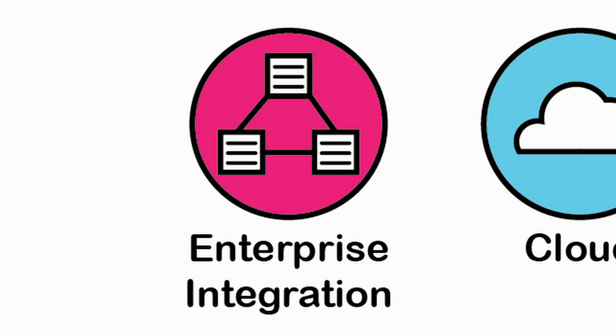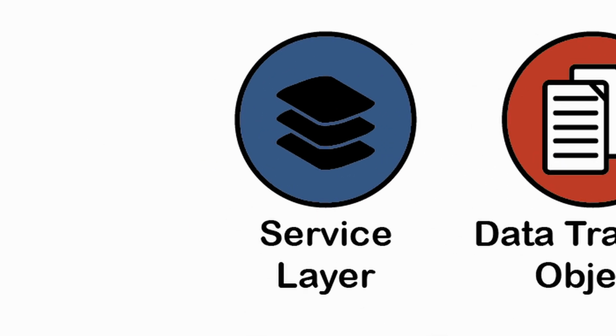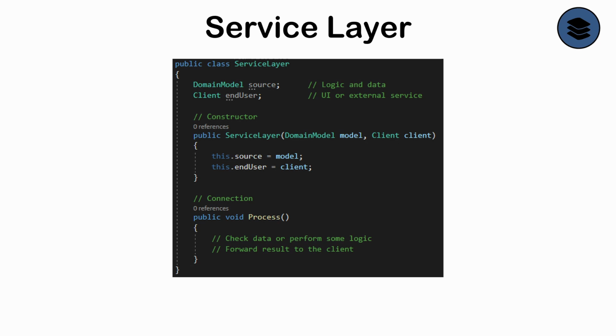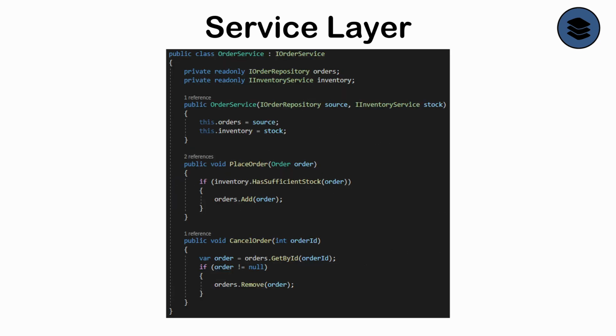Enterprise integration patterns. These patterns generally deal with messaging and communication between multiple systems. The service layer pattern, a way to organize system logic in an application. It acts as an intermediary between the client and the domain model. The client in this case is either UI or an external service, while the domain contains system logic and data access. The service layer encapsulates the system operations, providing a simplified API for clients.